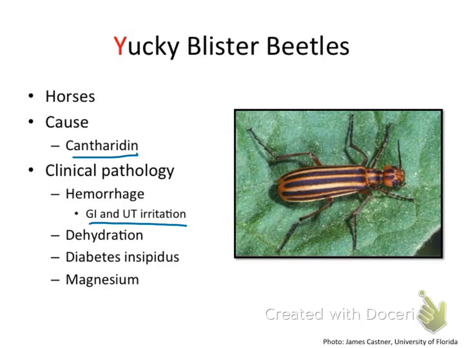Cantharidin also inhibits the effects of ADH on the kidney, so it is a potential cause of diabetes insipidus. Hypomagnesemia may also occur, but the mechanism for the hypomagnesemia is unknown. Cantharidin also affects the cardiovascular system, causing increased cardiac contractility, vasoconstriction, and endothelial cell damage.